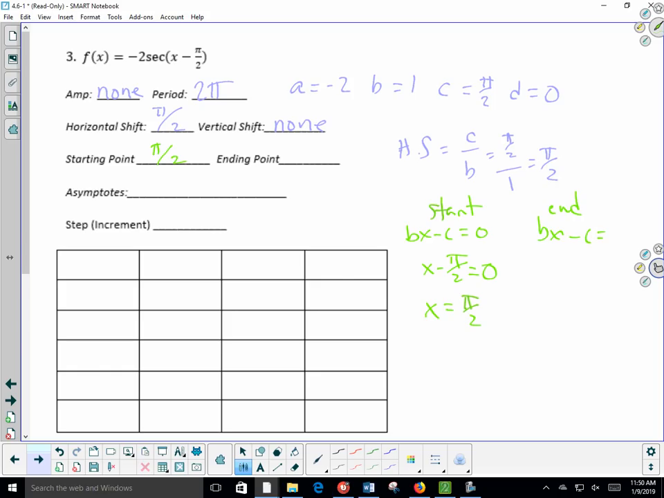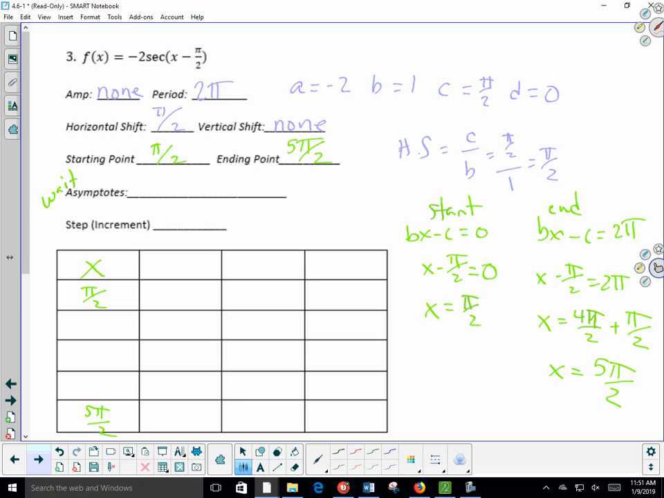Ending point is bx minus c equals 2 pi. So I get x minus pi over 2 equaling 2 pi. Add pi over 2 to both sides, and I really have 4 pi over 2, plus pi over 2, and so I get x equaling 5 pi over 2. So that's my ending point. All right. So I know in my chart I can fill in pi over 2 here and 5 pi over 2 here. I do want to wait on the asymptotes until I have this whole chart filled out.